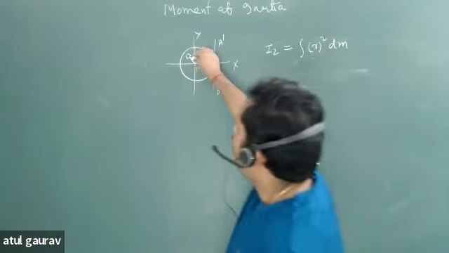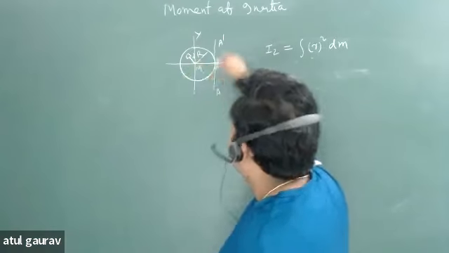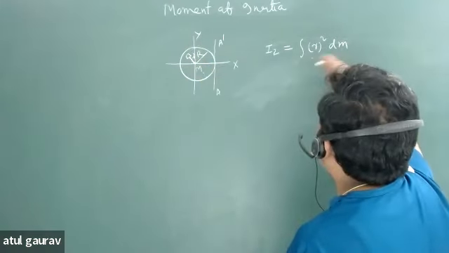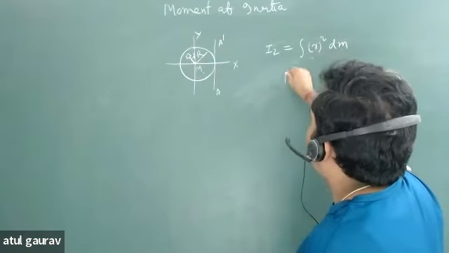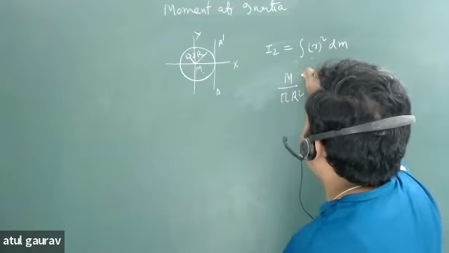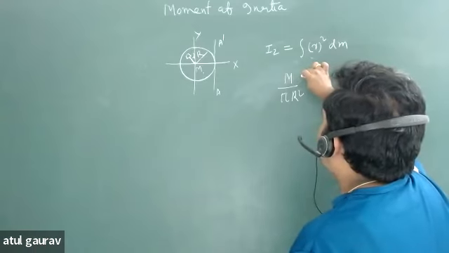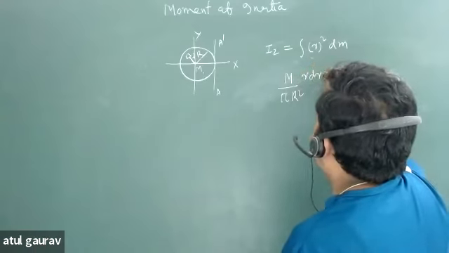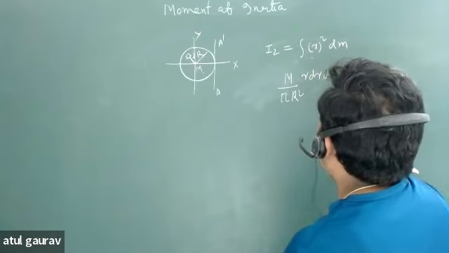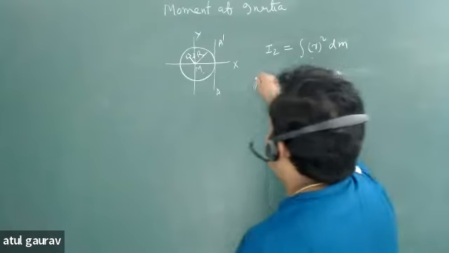You can take dm here. Anywhere you can take dm. Now we have to go for dm. What is your dm? M upon pi r square. And what is your dx into dy? R dr d theta. Isn't it? So this is your dm.